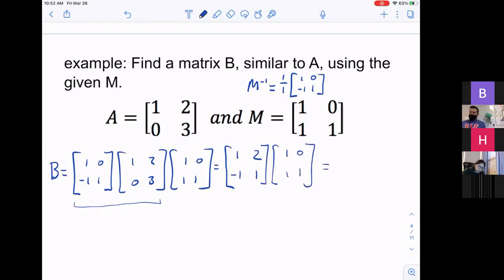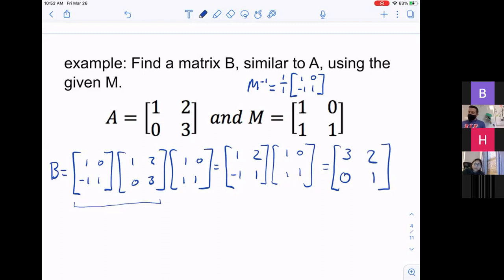And then if I multiply that one with the third, I'll have 1, 2 times 1, 1 is 3, 1 plus 2. 1, 2 times 0, 1 will be 2. -1, 1 times 1, 1 will be -1 plus 1, which is 0. And then -1, 1 times 0, 1 is 1.